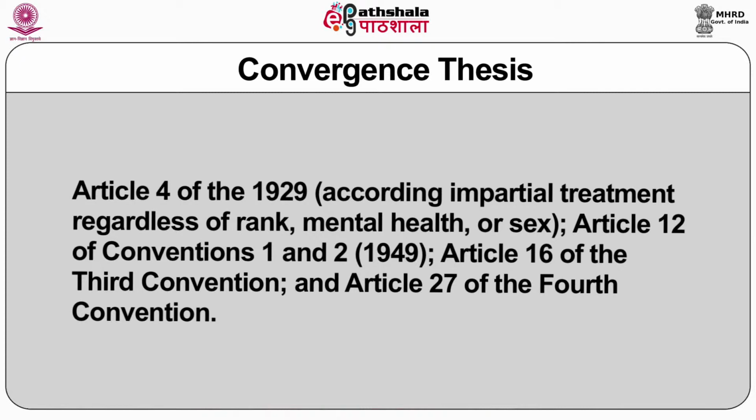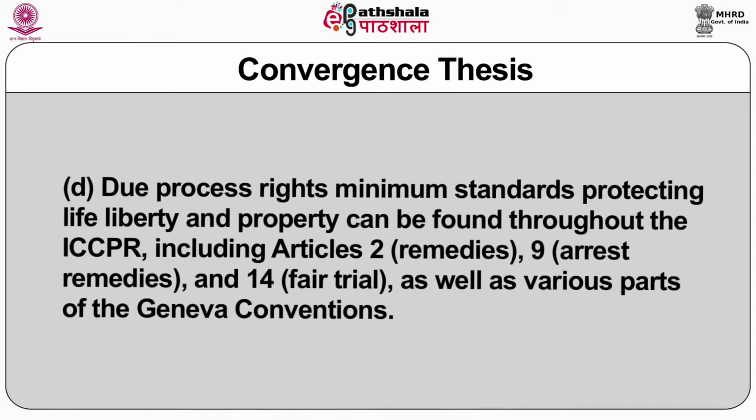Article 12 of Conventions 1 and 2 of 1949, Article 16 of the Third Convention, and Article 27 of the Fourth Convention. Then would come the similarities in terms of due process rights, minimum standards protecting life and liberty and property, which can be found throughout the ICCPR, including Article 2, which is remedies, Article 9, which is arrest remedies, Article 14, which is about fair trial, as well as various parts of the Geneva Convention.